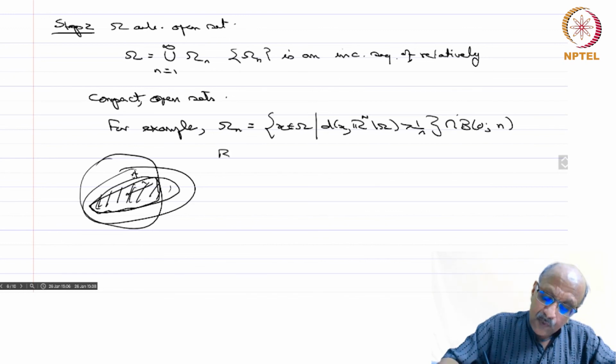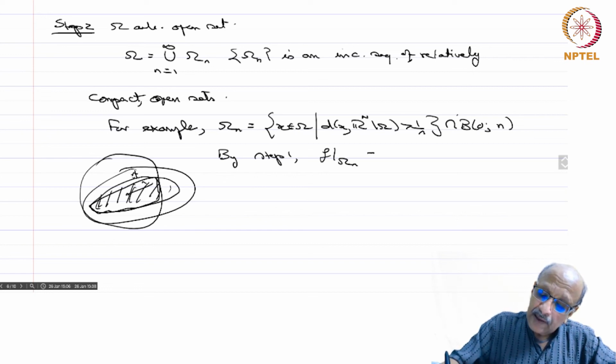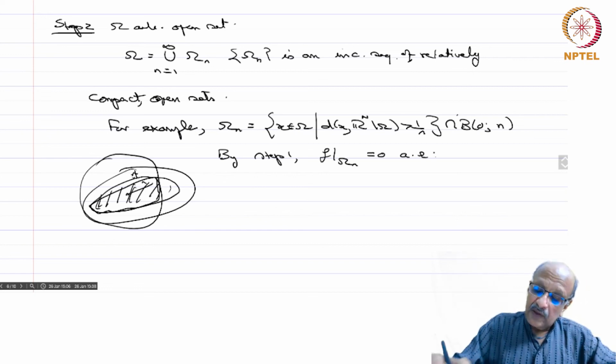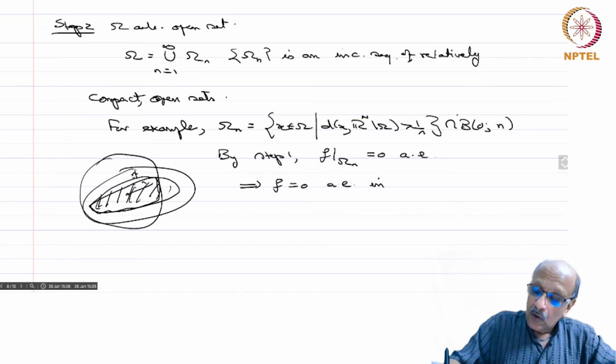So now by step 1, since the integral of f phi is 0 for every phi which is in D of omega, it is also true for D of omega n, and therefore f restricted to omega n equals 0 almost everywhere. Now that means f is 0 except on a set of measure 0 in omega n, and a countable union of sets of measure 0 is of measure 0. So this implies that f equals 0 almost everywhere in omega also.